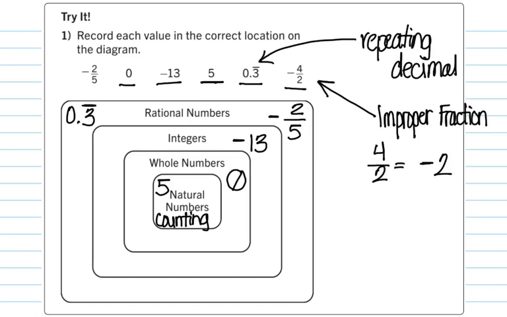So now going back to your Venn diagram, remember natural numbers and whole numbers cannot be negative, but integers can, just as long as they don't have a remainder. So -4/2 will go under integers.